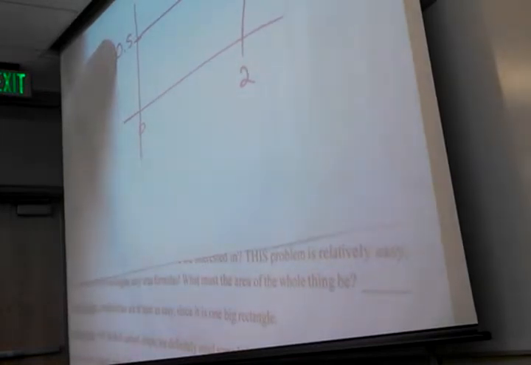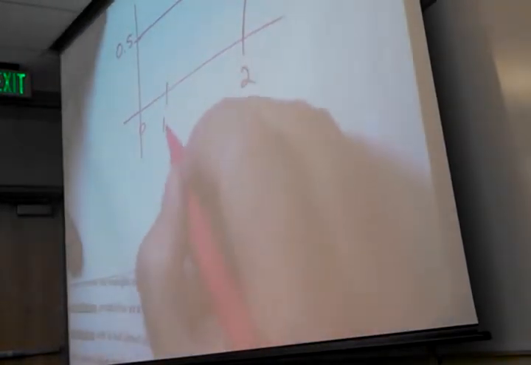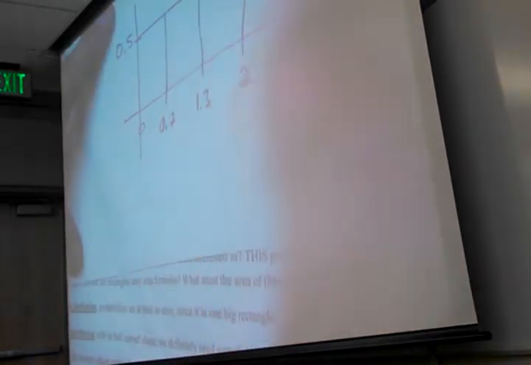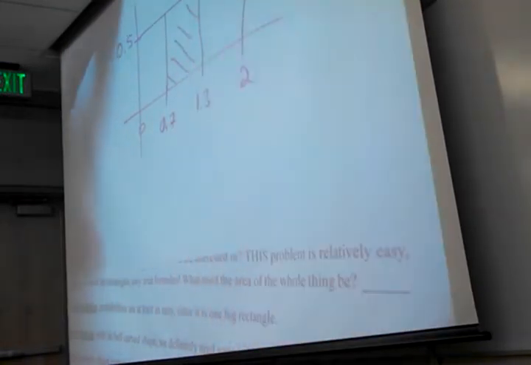So if it was 0 to 4, it would have to go up to 0.25. So if they ask you, what's the probability it's between 0.7 and 1.3? I want to know this probability. What's the probability that it's in there?